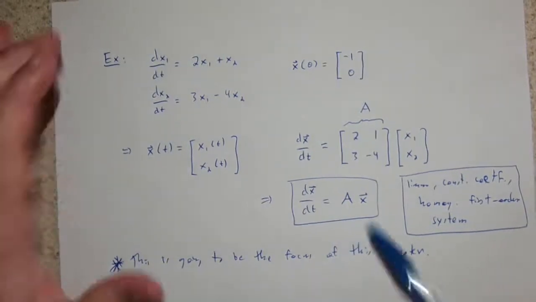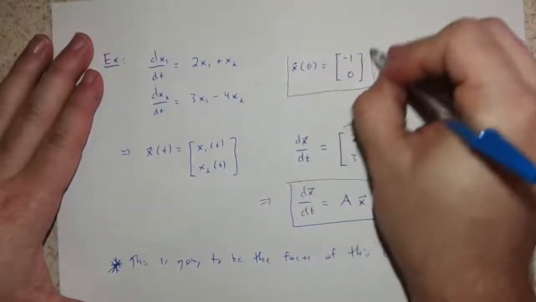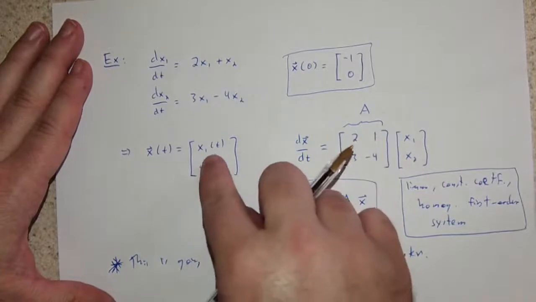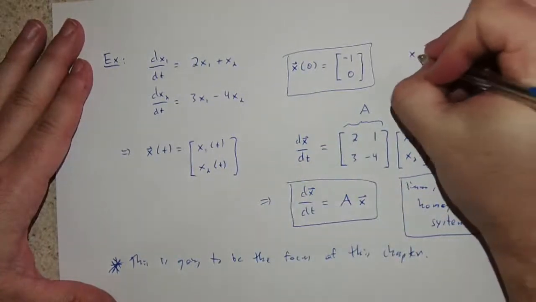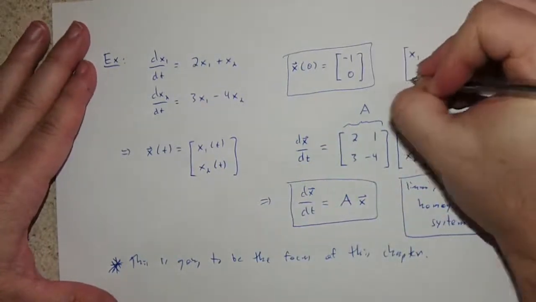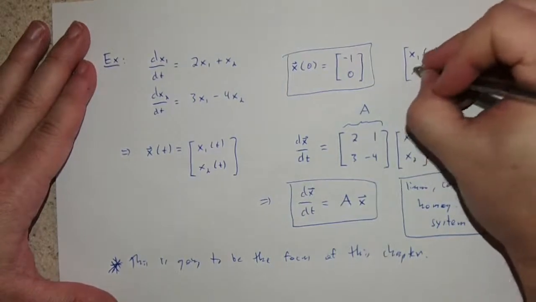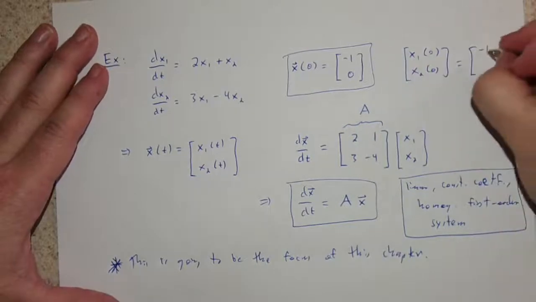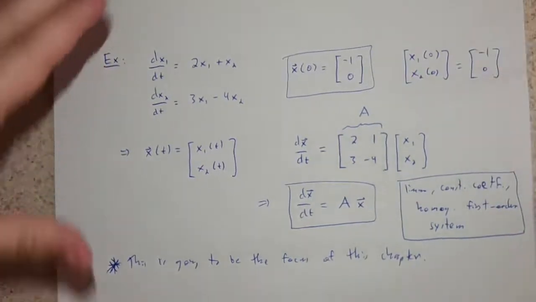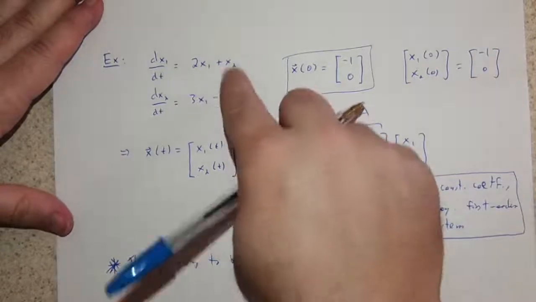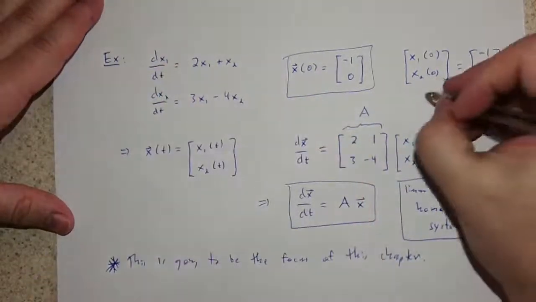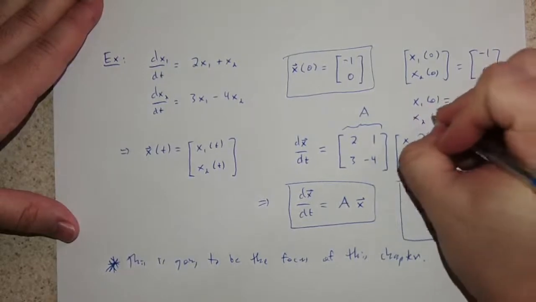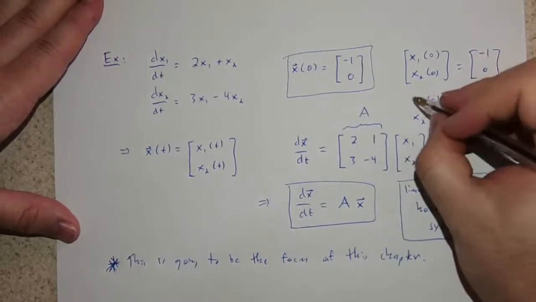Okay. Now, what does this initial condition imply in terms of what you're used to? Well, the solution vector is x1, x2. So this is just saying that x1 of 0, x2 of 0 is equal to the vector minus 1, 0. So this is just a condensed way of saying two initial conditions, one on each unknown function. x1 of 0 is equal to minus 1, and x2 of 0 is equal to 0. That's it. That's all that's being said.